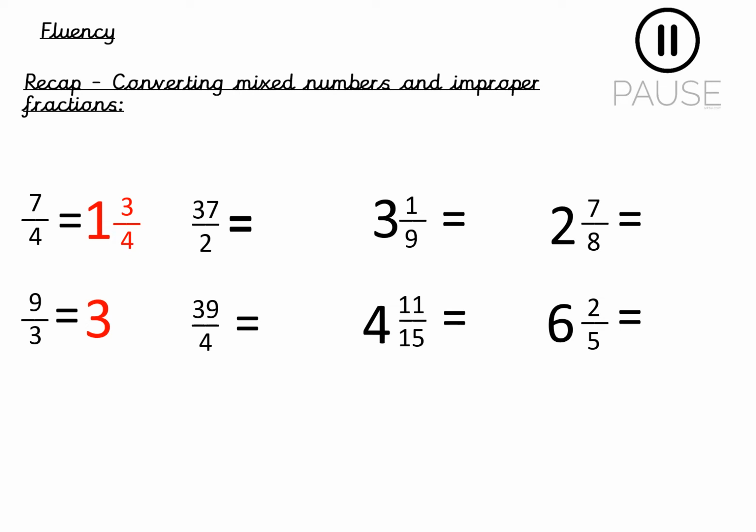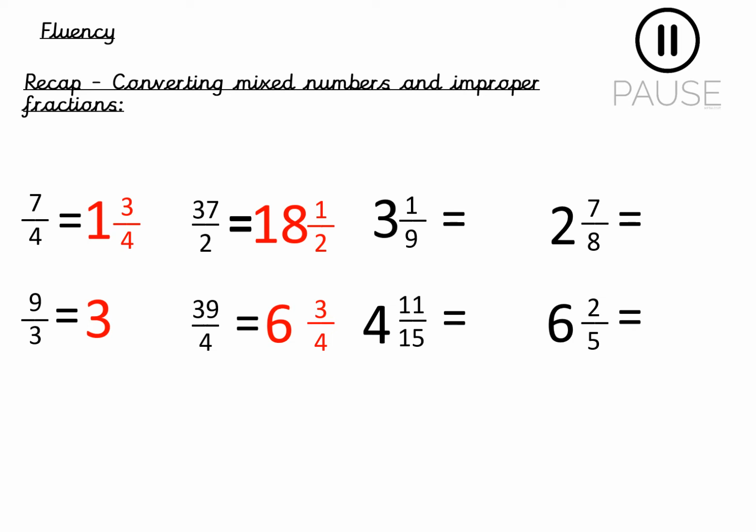Next one, 37 halves. So how many 2's go into 37? So it's 18 whole ones. And how many is left? 1. So 2 times 18 is 36. So you've got 1 left over, so that becomes your numerator. How many 4's are in 39? It's 6, remainder 3. So it's 6 and 3 quarters. And as you can see, that denominator never changes, it stays the same.